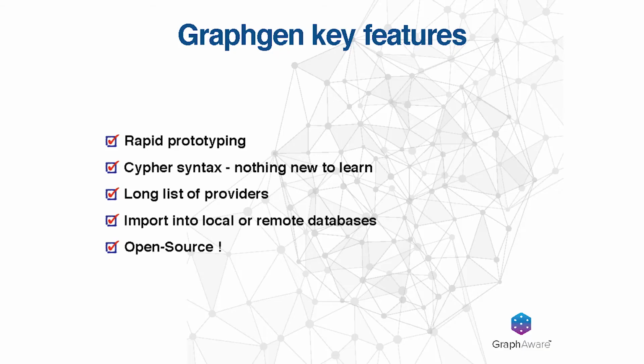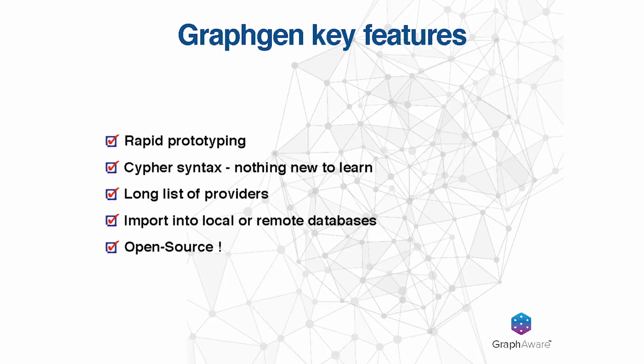So what are the GraphGen key features? You can easily and rapidly prototype a graph database. So as you can see, if you need to change how the relationships are done in your database, if you want to move a property from a node to a relationship property, then it's just a matter of 5 minutes with the keyboard and 3 clicks. It is based on the Cypher syntax, so you don't have anything new to learn.